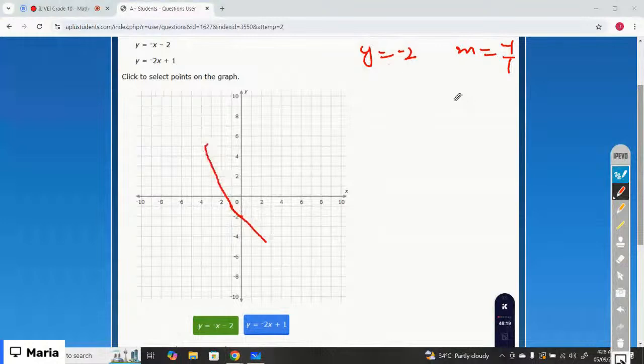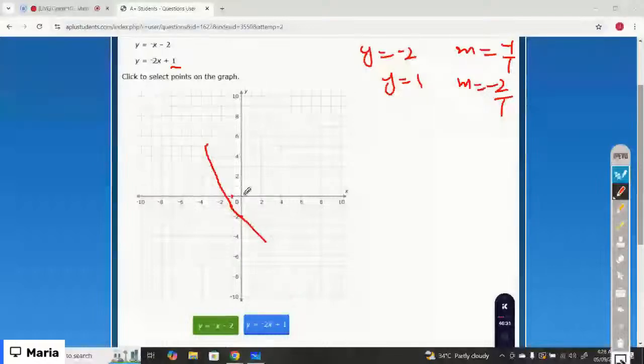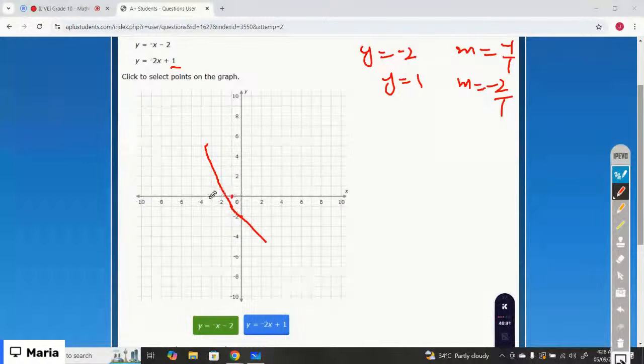Okay, just look at the second equation. The y-intercept is 1 and the slope is -2 over 1, right? So y equals 1, and then move down 2 and right 1, or left 2 and up 1. So basically this is the point of intersection. I think -2 and 1 is the correct option. That is the solution, right?